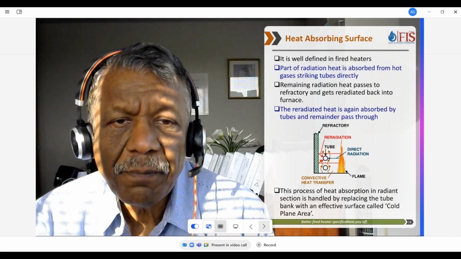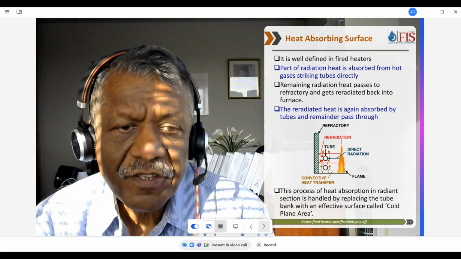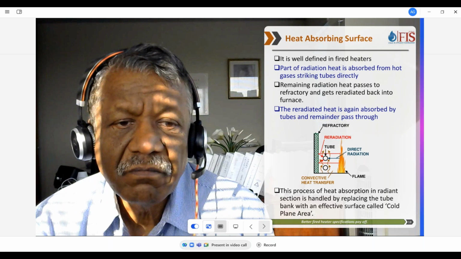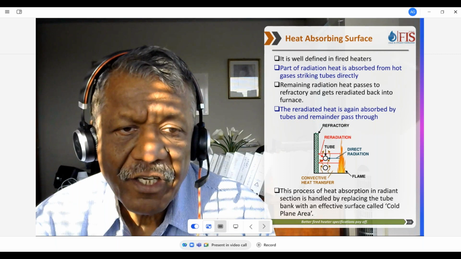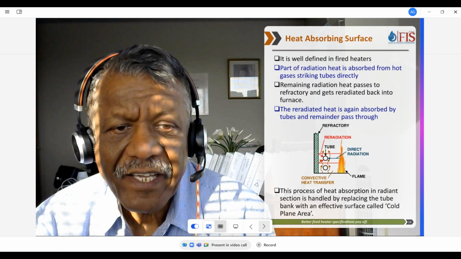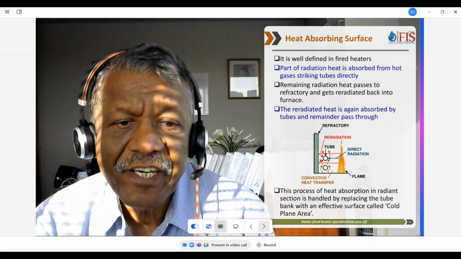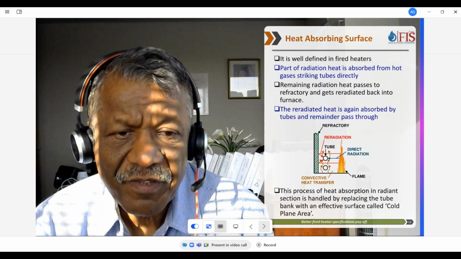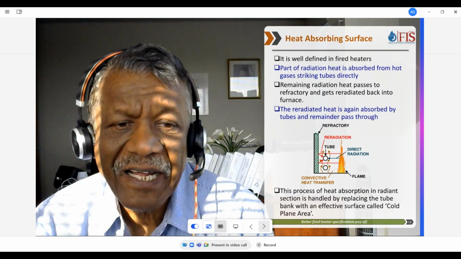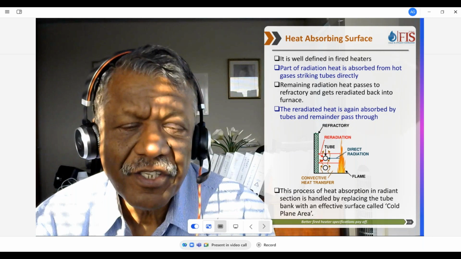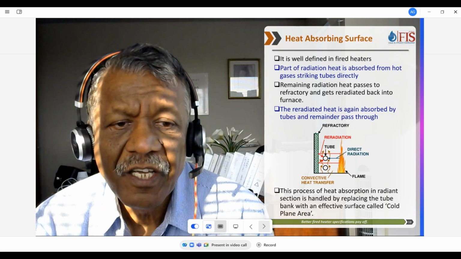So let us talk about the well-defined heat absorbing surface. The heat is absorbed by the radiant tubes, and radiant tubes are getting heat by two methods. One is direct radiation from the flames, and second is re-radiation from the refractory going to the backside. And that is one reason the tubes are spaced generally at 2 diameters, because that's been found very optimal.